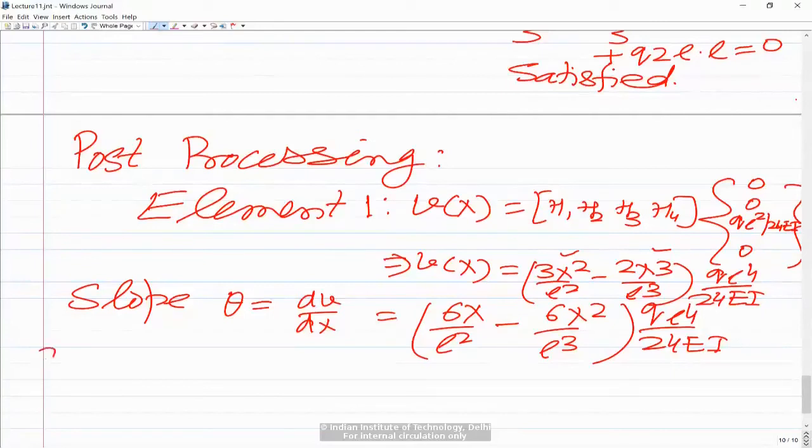Similarly, if you want to calculate the curvature, curvature is usually denoted by rho, so 1 upon rho, that is curvature.